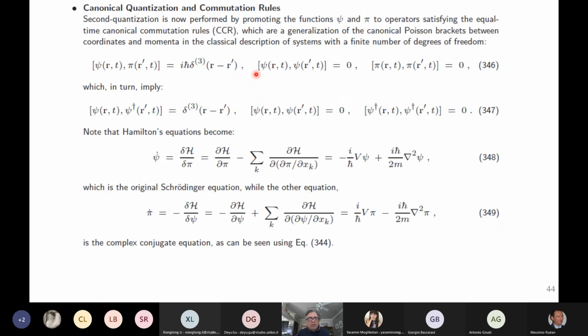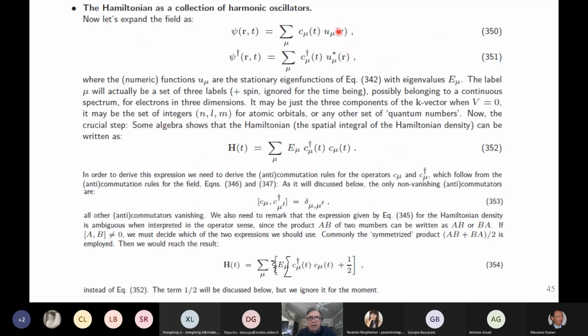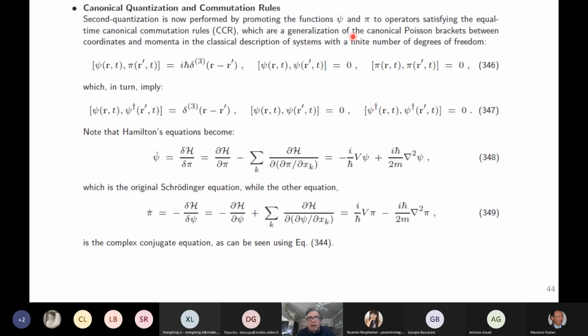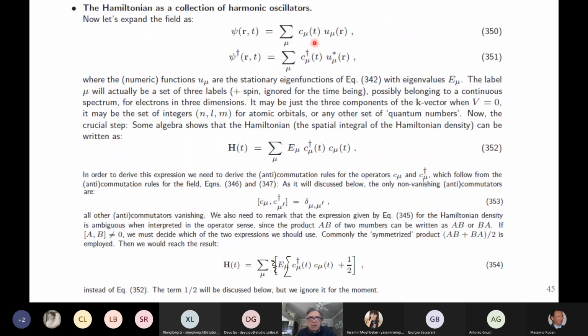Again, second quantization is a misnomer, by promoting the field and all functions or functionals of this field and densities as operators over some Hilbert space. Having done that, I take the field and expand it, in this particular case, in terms of single electron states of my conventional problem, the eigenstates of this Hermitian eigenvalue problem. I expand it in terms of these coefficients. These coefficients are promoted to operators when I promote fields to operators over this Hilbert space.